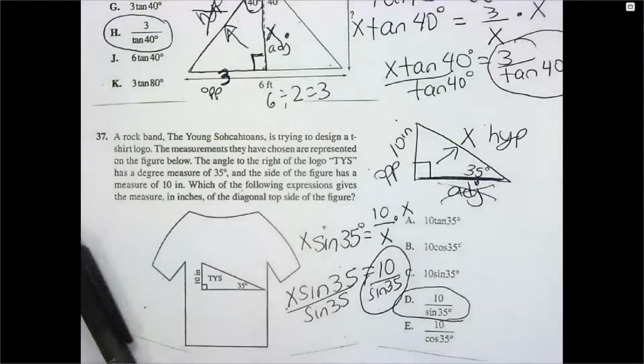Okay, so hopefully for you upperclassmen, that just reminded you of your right triangle trig that you learned in geometry and possibly some more in algebra 2. Again, for you guys that are underclassmen, you will see this when you take geometry and algebra 2.